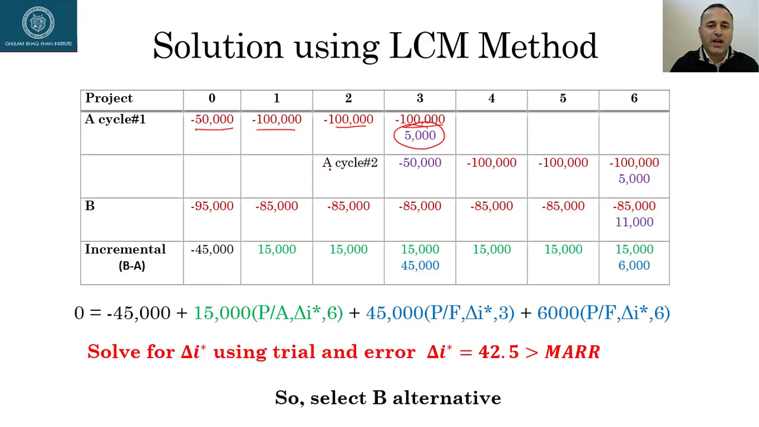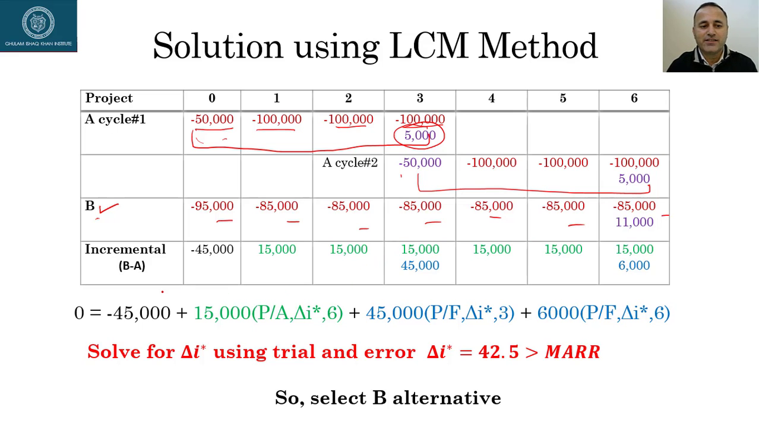Now I have to repeat this cycle. As I told you in one of my lectures, it's just copying the cash flows associated with the first cycle and pasting them. So I copied this, pasted it here. These are the cash flows for project B. My next task is to calculate the incremental cash flows.